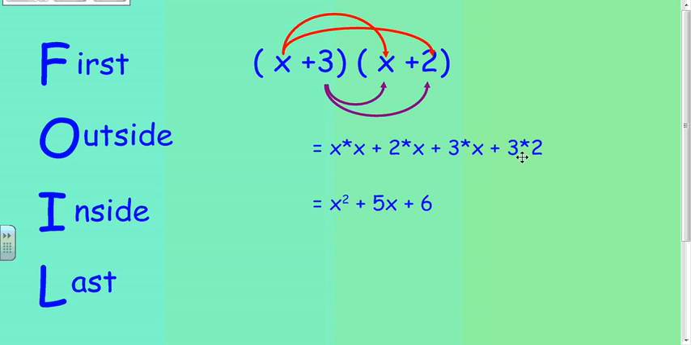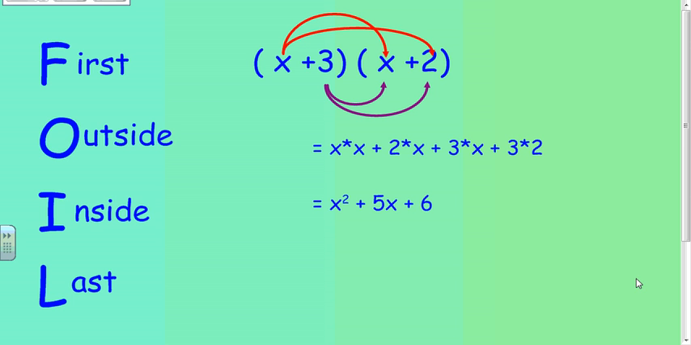When we put this all together, x times x is simply x squared. 2 times x plus 3 times x, those are like terms, so we add them together to get 5x. And then 3 times 2 is 6. So first, outside, inside, and last is the order of multiplication. The middle two terms, outside and inside, should always end up being like terms and be able to add together. The first and the last terms, however, do not.